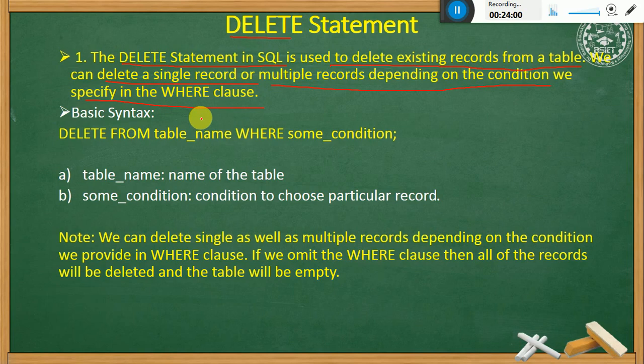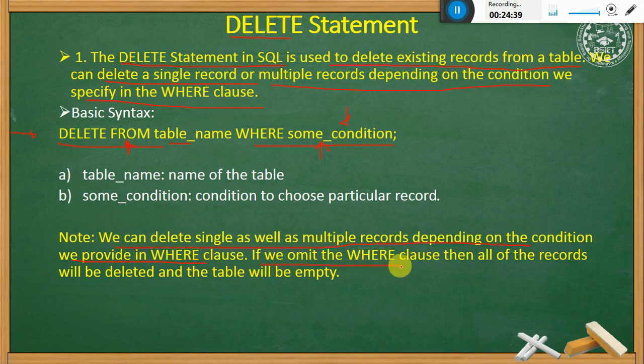So it is similar to your update. The where clause is there, and the where clause has the condition. The condition will select the appropriate rows, and those rows are deleted from the table. The syntax is very simple: delete from table name where there must be a condition. You specify the table name, and the condition for which rows you want to delete. We can delete single or multiple records depending upon the condition.